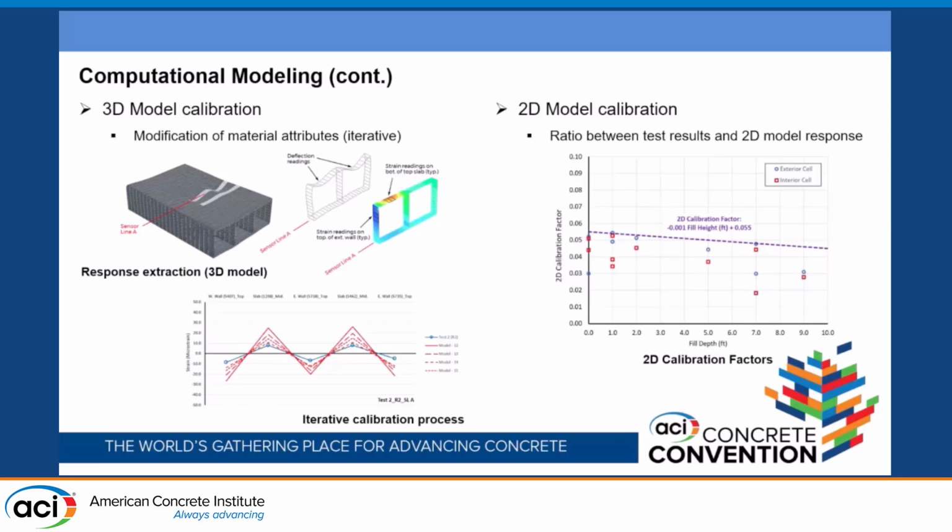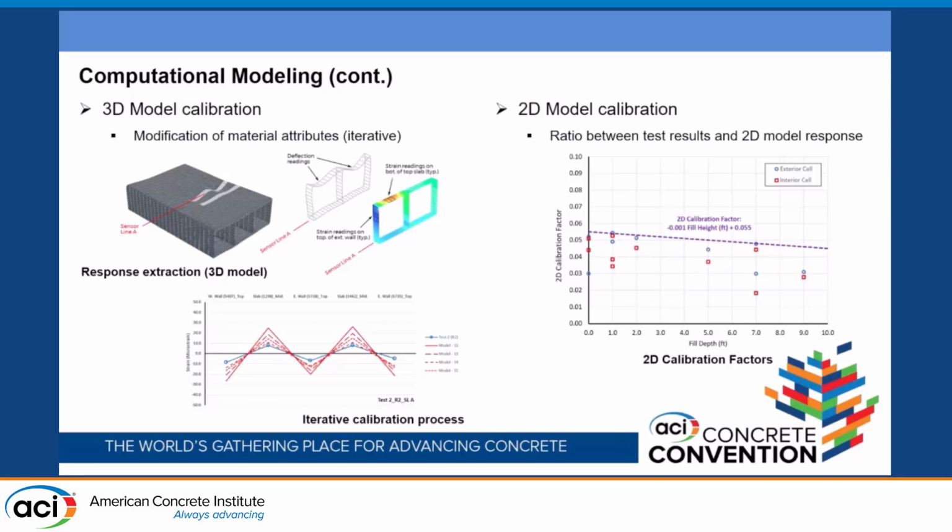What we did was load the 2D models of these tested culverts with the full truck and capture the deformation. Obviously, the deformation is going to be much higher because it's only a 1 foot strip taking the whole load. Then we took the ratio between the test results and the 2D model results, plotted them versus the fill height as a parameter, and came up with that equation, the purple line, that covers the upper bound of the behavior for all of this, and that shows the 2D calibration.